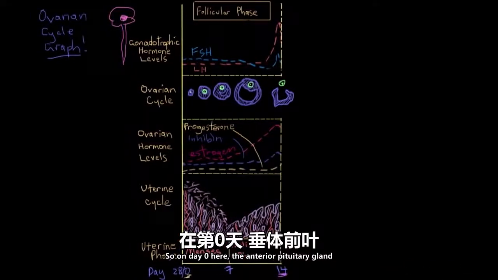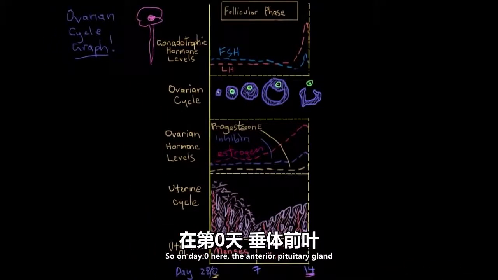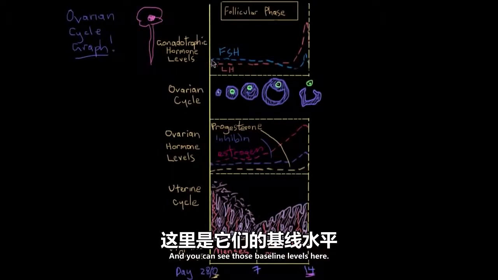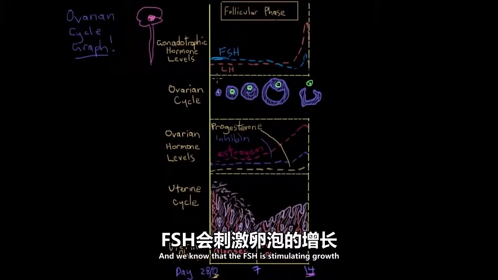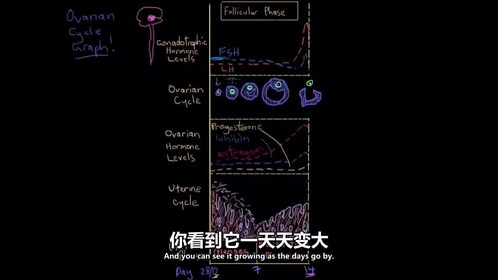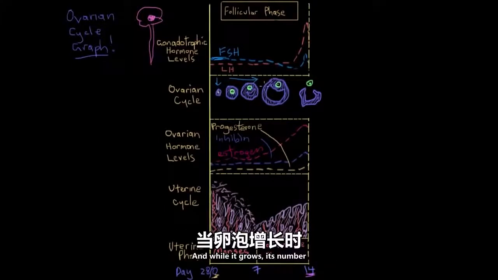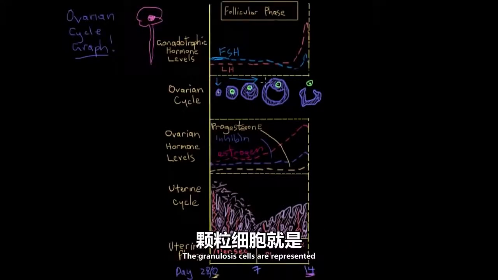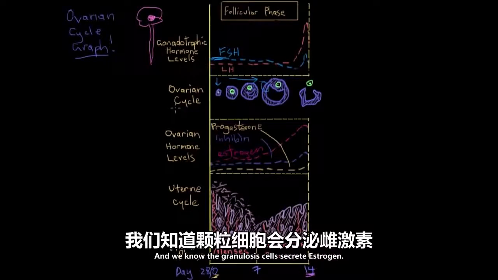So on day 0 here, the anterior pituitary gland is releasing some FSH and some LH, and you can see those baseline levels here. And we know that the FSH is stimulating growth of the follicle here, and you can see it growing as the days go by. While it grows, its number of granulosa cells is increasing, right? The granulosa cells are represented by this purple color here. And we know that granulosa cells secrete estrogen.